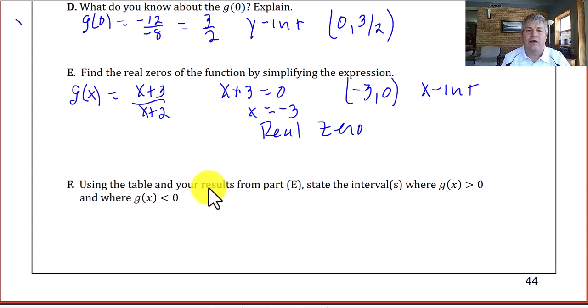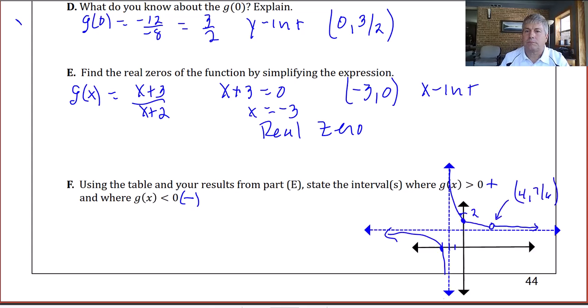And then finally, using the table and your results from part E, state the interval where g of x is greater than 0, or where it is positive, and where g of x is less than 0, or where our function is negative. We certainly can use the table. I find it easier to use the graph, so we'll cheat and take a look at our graph that we've already done. And that graph from our calculator looked something like this. We had a y-intercept at 3/2. We had a horizontal asymptote at 1. We had a vertical asymptote at -2. We had an x-intercept at -3. And we had our hole at (4, 7/6).